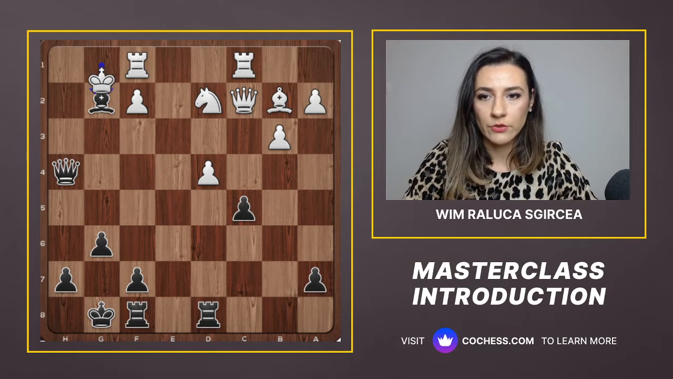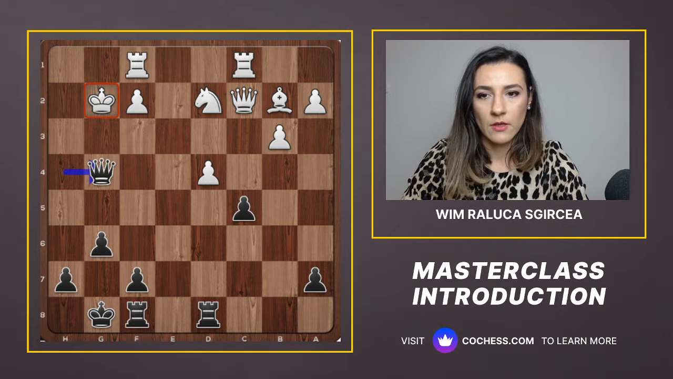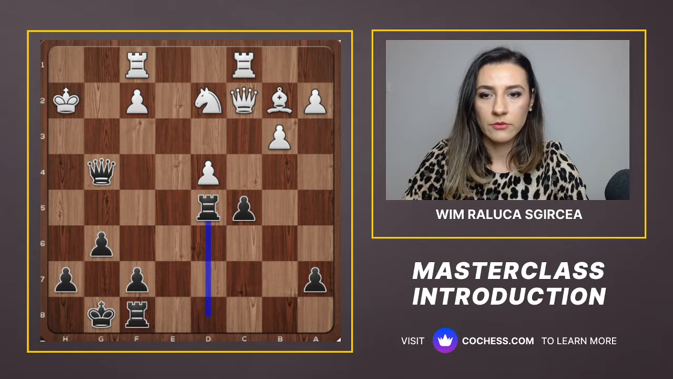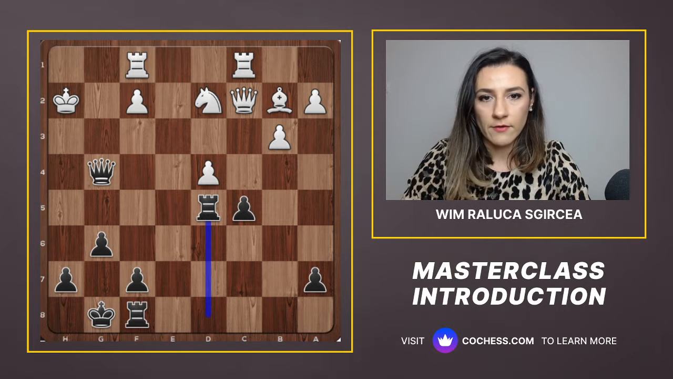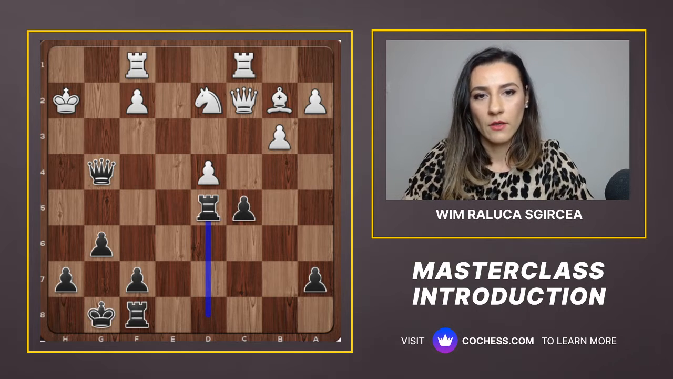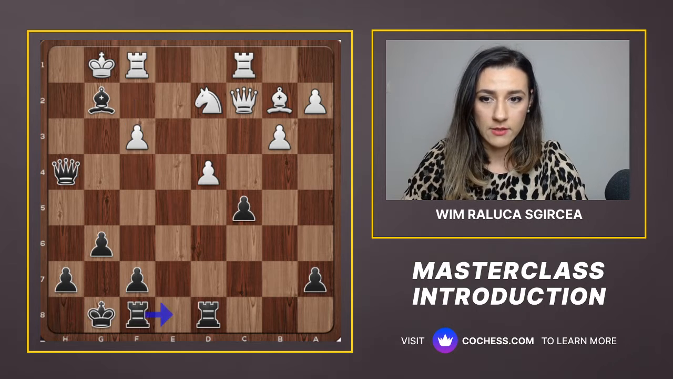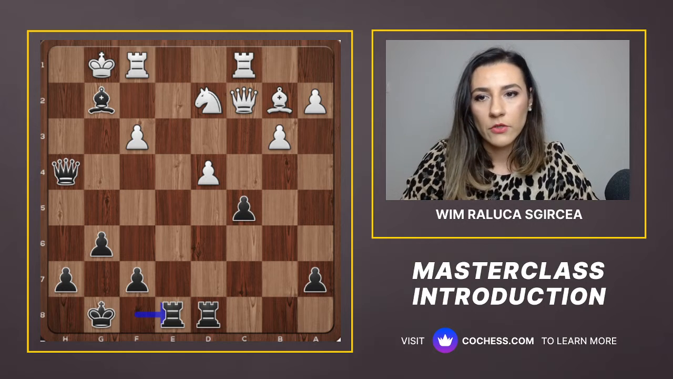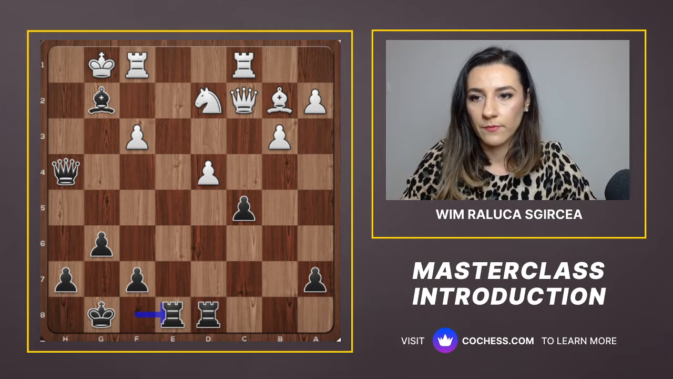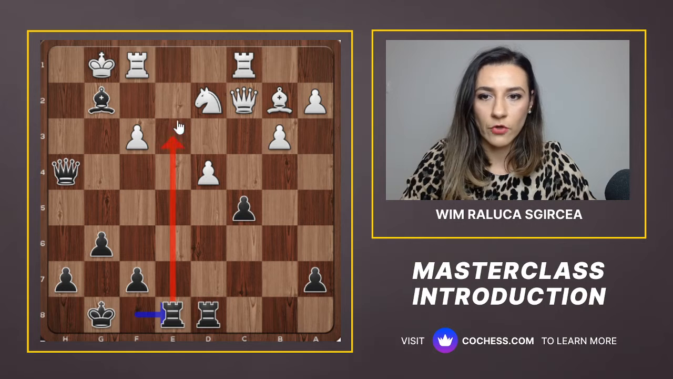If king takes g2, then queen g4 comes, and the rook joins the attack. Rook d5, typical idea, and rook h5 is coming. And in the game, white played f3, but this also loses. We have, I think, more than one move, but the most precise is rook e8, because we want to have rook e2 and prevent the king from escaping.